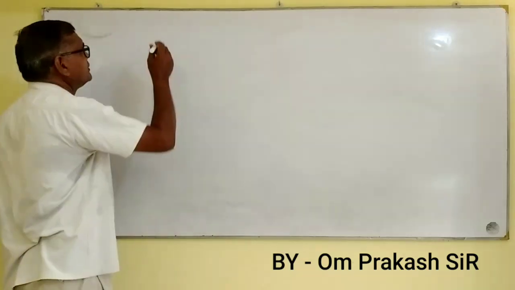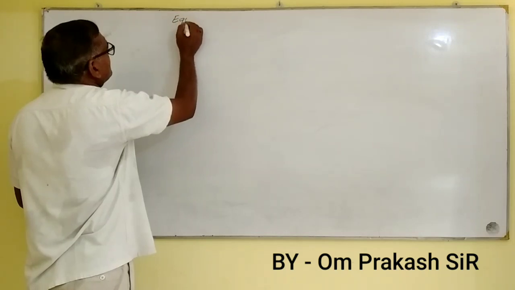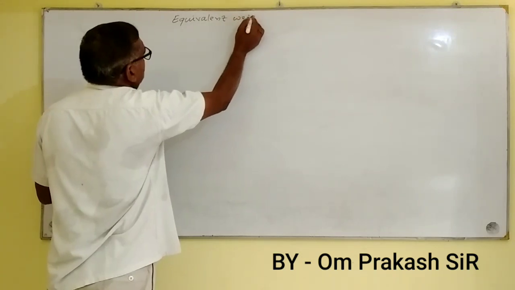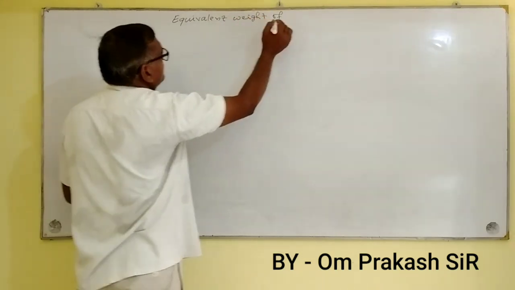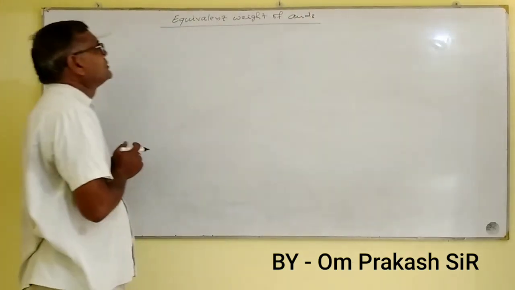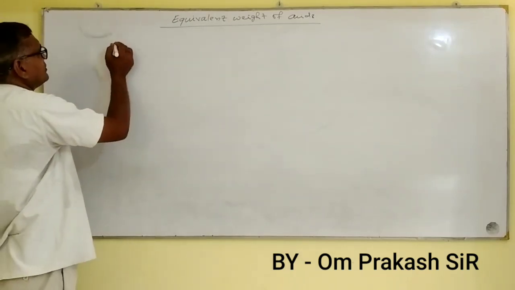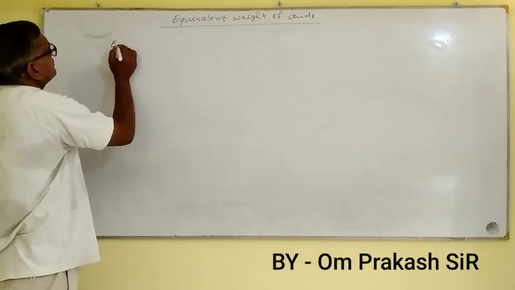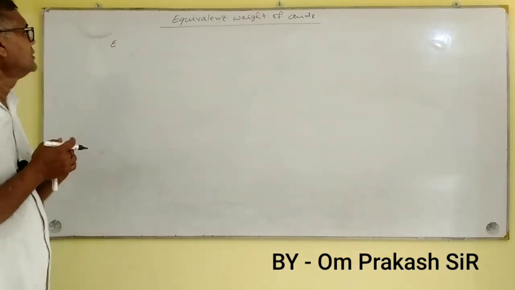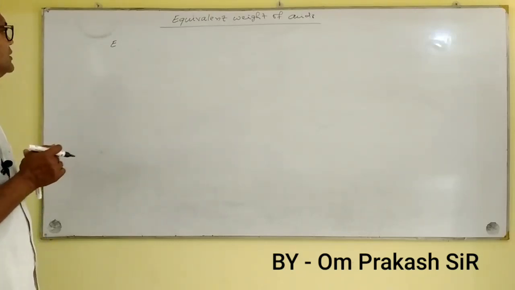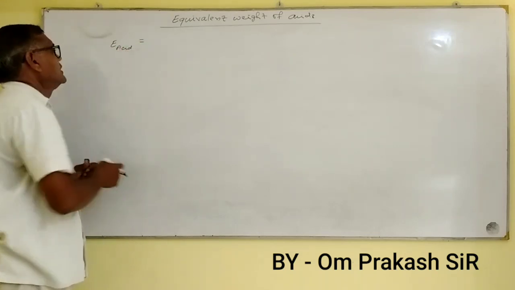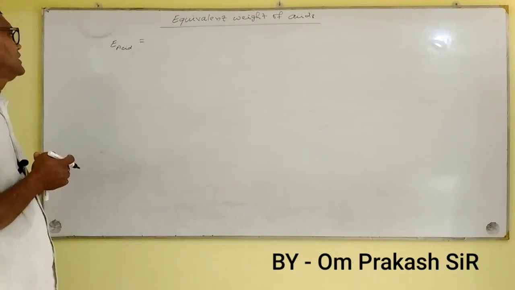We write equivalent weight of acids. E denoted equivalent weight. Here we write acid. This indicate equivalent weight of acid.